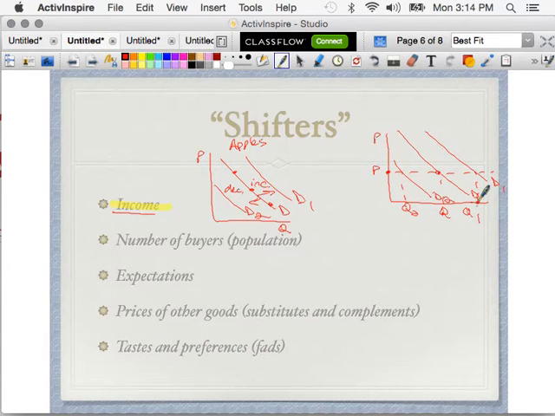more quantity out here. Okay, number of buyers, population. If there's more people, demand increases from D to D1.